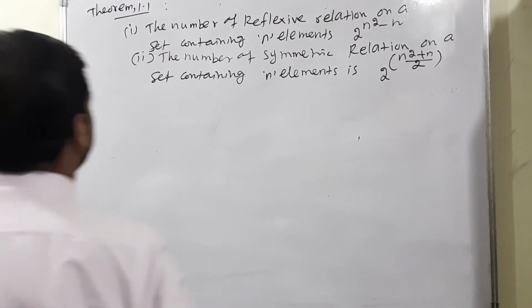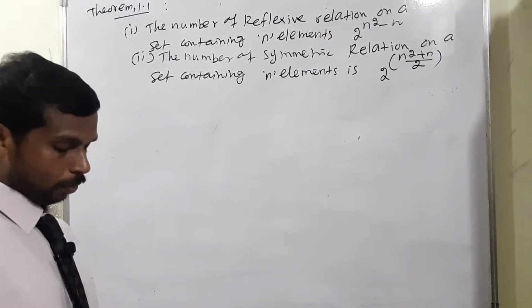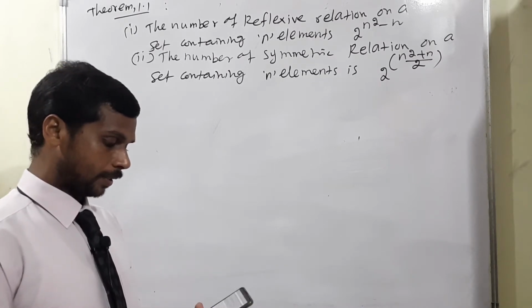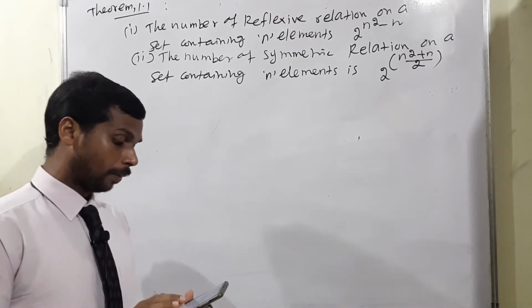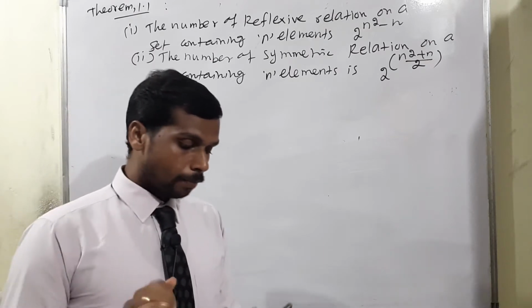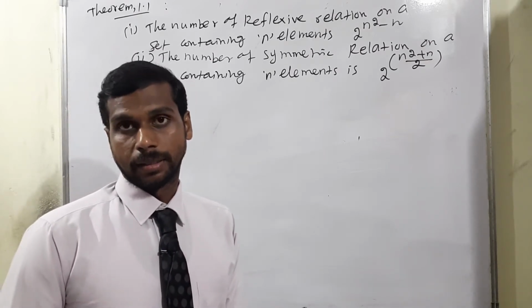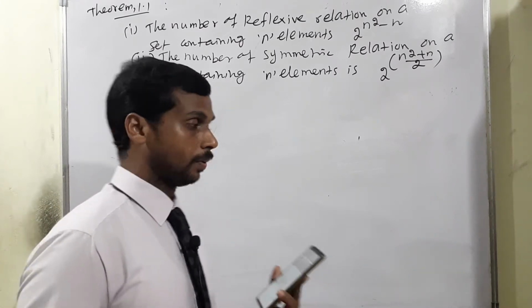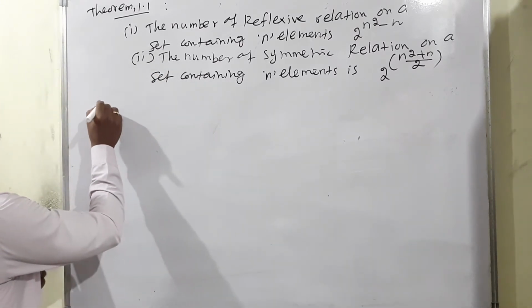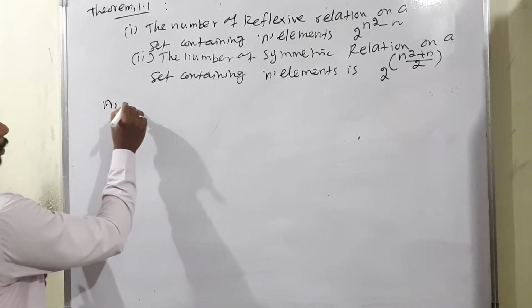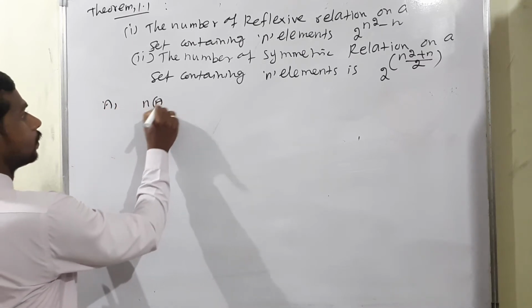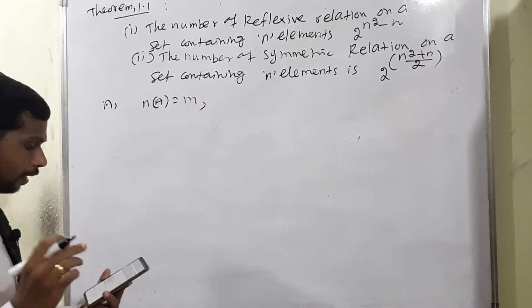So, I am moving to theorem 1.1. Check it in your book. These are some important points. Theorem 1.1, what is it saying? The number of relations on a set containing m elements. I have considered the set A. The number of elements in A is equal to m.